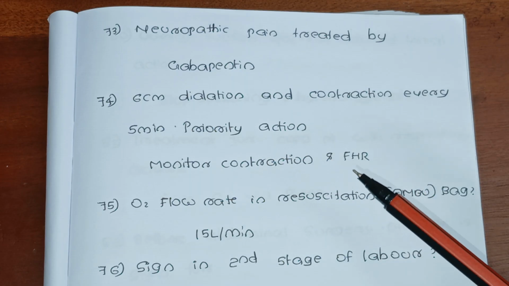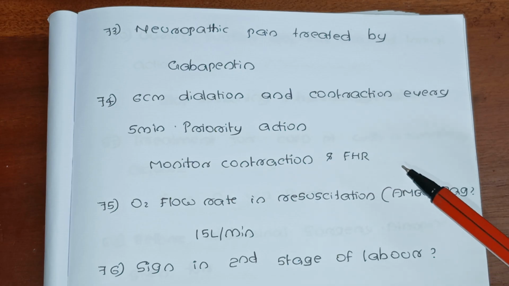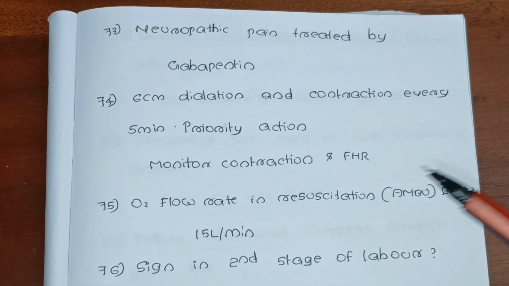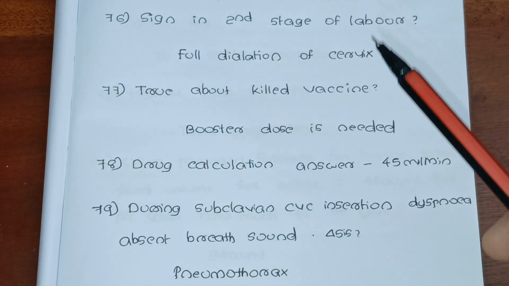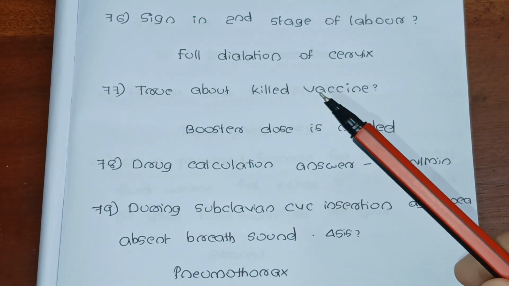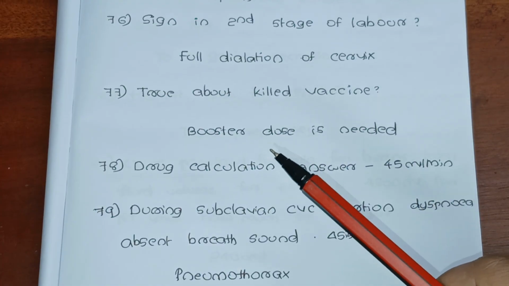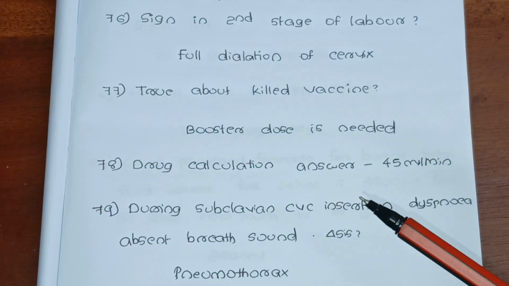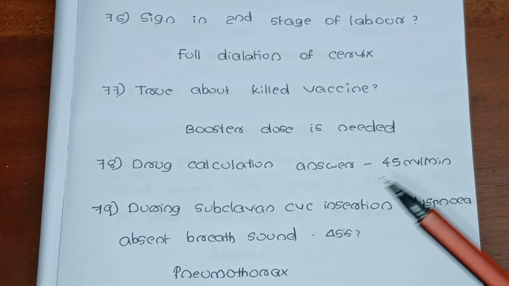It's not the right time to bear down, because only after full dilation do we tell the mother to push. 75. Oxygen flow in resuscitation Ambu bag is 15 liter per minute. 76. Sign of second stage of labor: full dilation of the cervix. 77. True about killed vaccine: for killed vaccine, booster dose is needed. 78. Drug calculation. One question was there for drug calculation. The correct answer was 45 ml per minute.